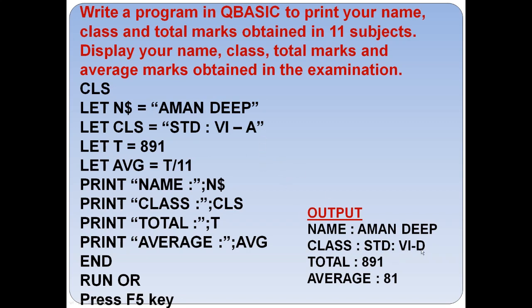A we will write here. By mistake I have written D here, but this is A. Total 891, we have taken 891 here, and the average is 81. When we divide 891 by 11, the average comes to 81. This is the program. Hope you all understood this program.